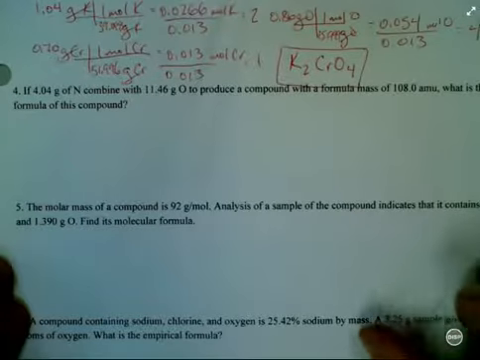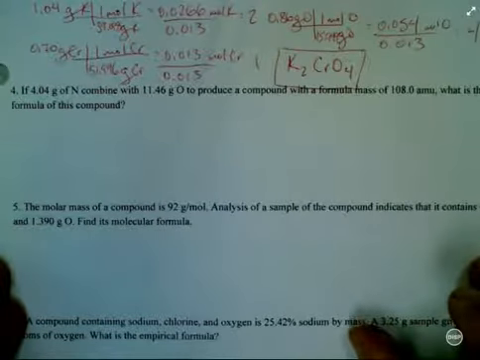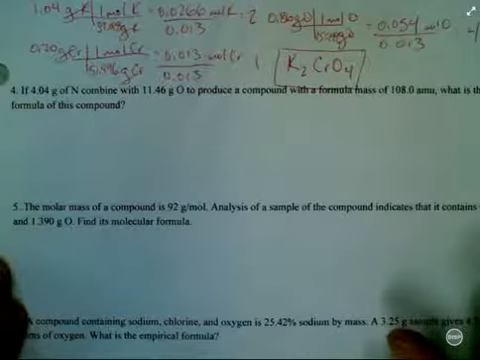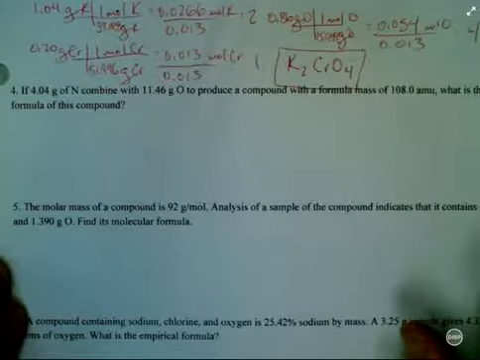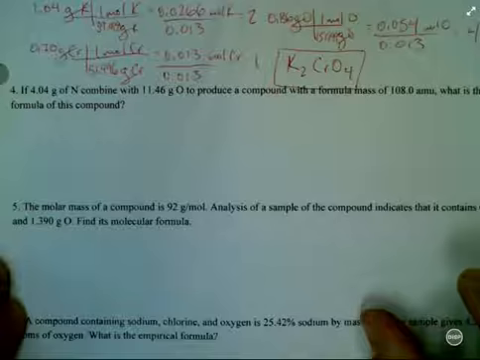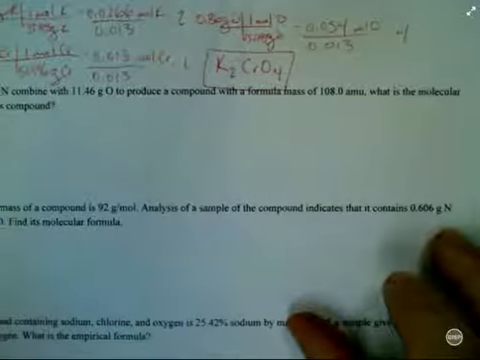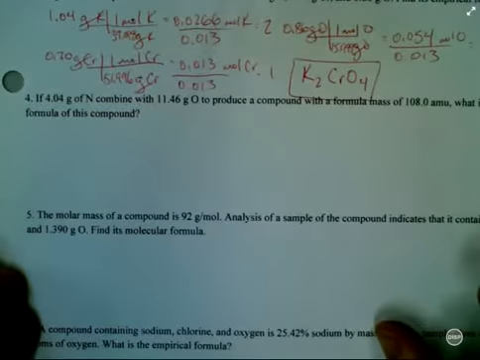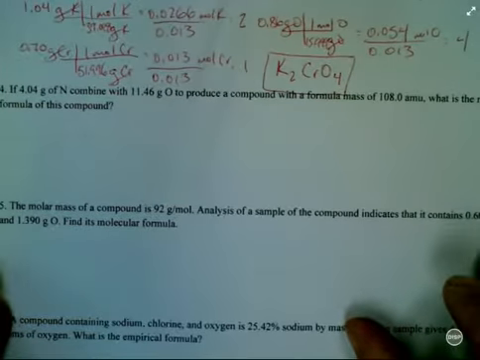Number 4, if 4.04 grams of nitrogen combined with 11.46 grams of oxygen to produce a compound with a formula mass of 108.0 AMU, what is the molecular formula of this compound?